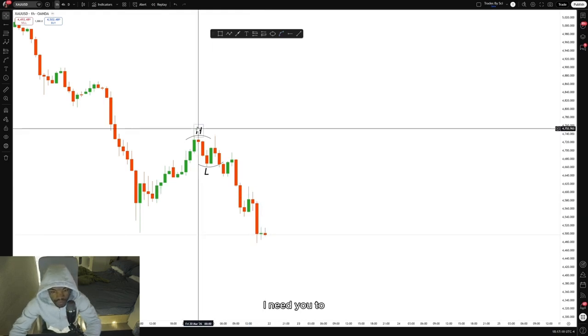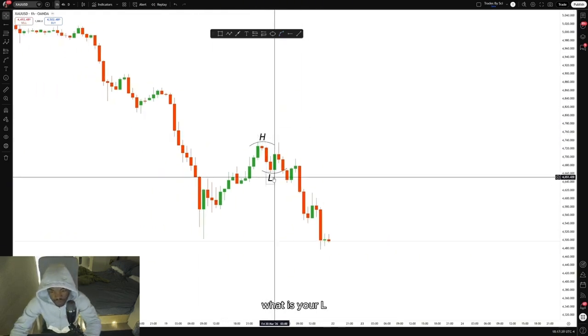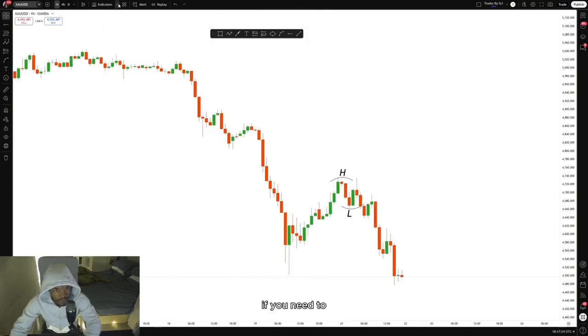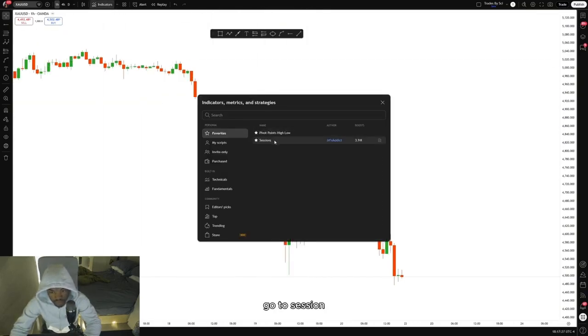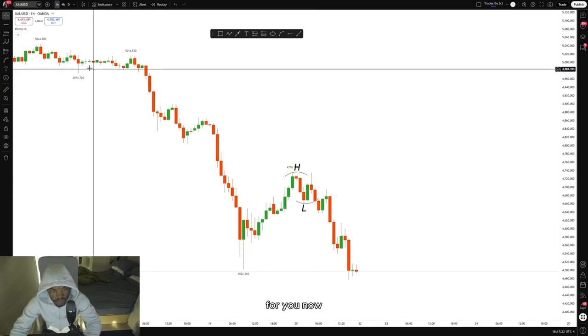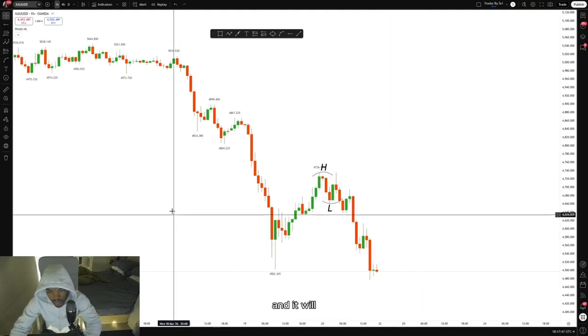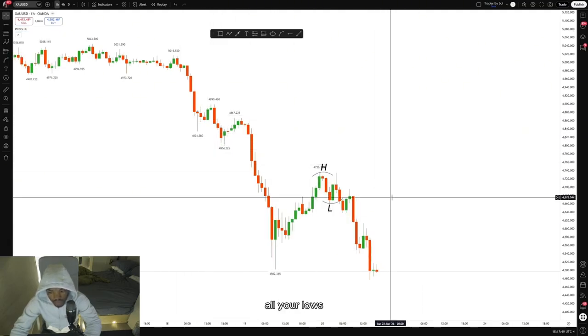But for right now, I need you to figure out what is your H, what is your L. Go and mark up all your H's and L's in your chart. If you need to, you can click indicator, go to session or go to pivot point high and low, click this, and it will give you all your highs and lows for you. Now, sometimes you might have to crank this down to 5. So here and go here, and it will mark every single high and low that it finds. So you can go here, boom. And it will mark out all your highs and all your lows that you need to find.